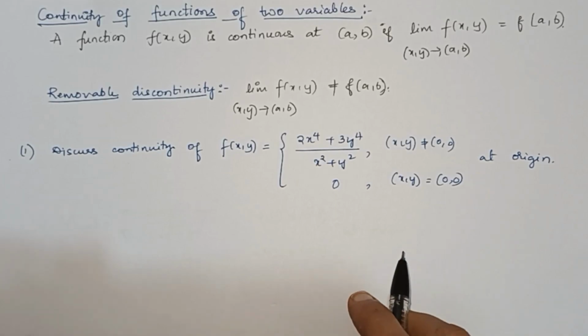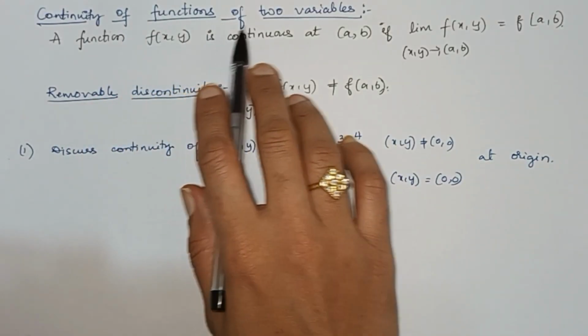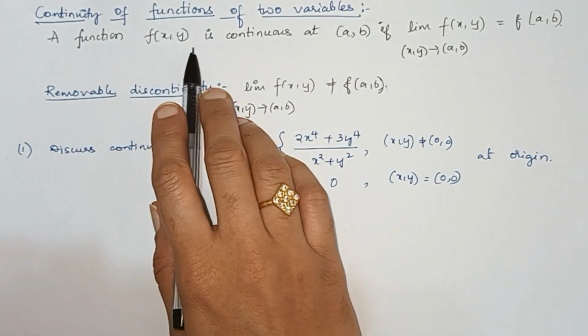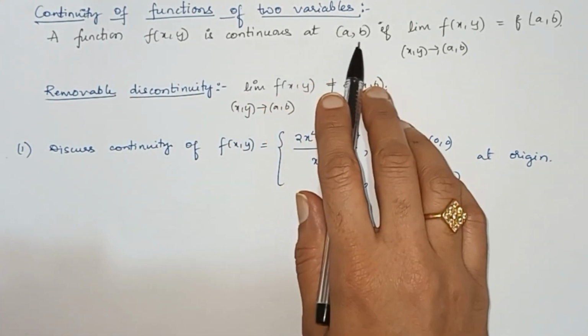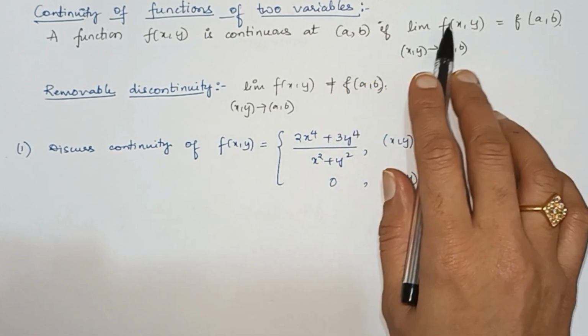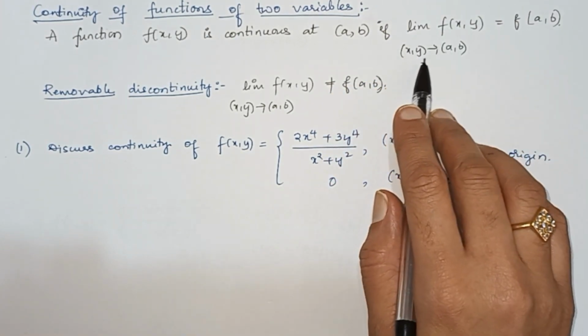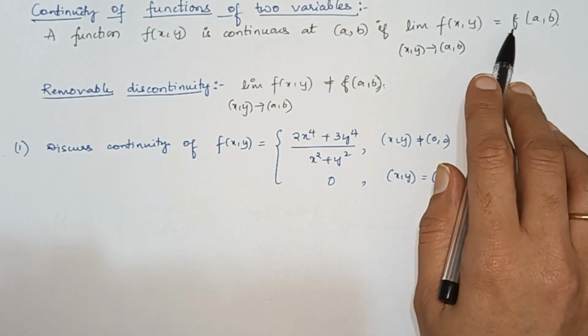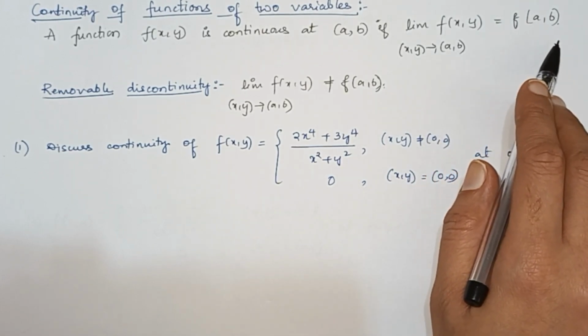In this video, I'll explain continuity of functions of two variables. A function f(x, y) is continuous at (a, b) if the limit of f(x, y) as (x, y) tends to the point (a, b) must be equal to the value of the function at (a, b).